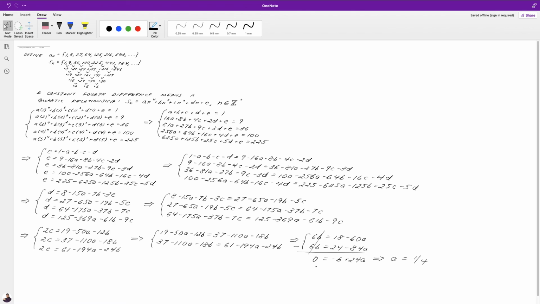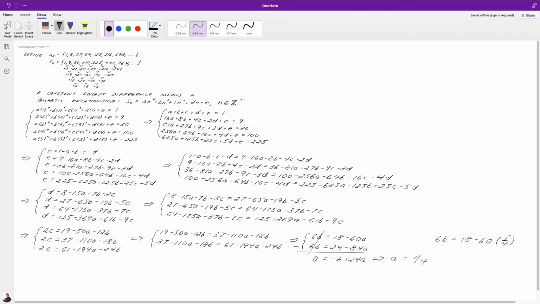Okay, well, knowing that A is equal to 1/4, we can now find what B is. Let's plug in A equals 1/4 into this top equation and find B. So we got 6B equals 18 minus 60 times 1/4. So that equals 18 minus 15. 60 divided by 4 is 15, and that's of course 3. So that means that B, dividing both sides by 6, is equal to 1/2. Okay, that's convenient. We found A, we found B.